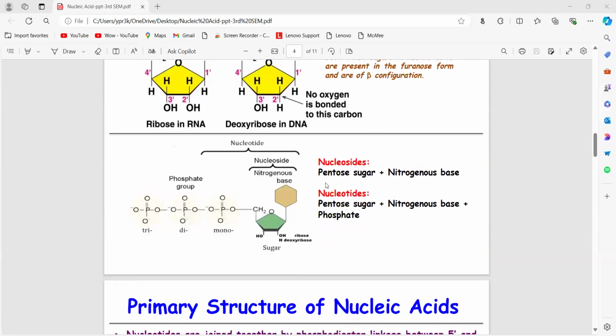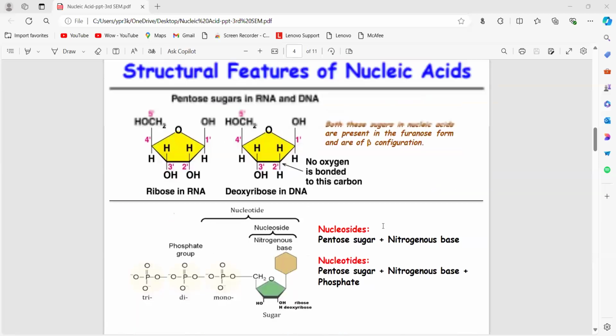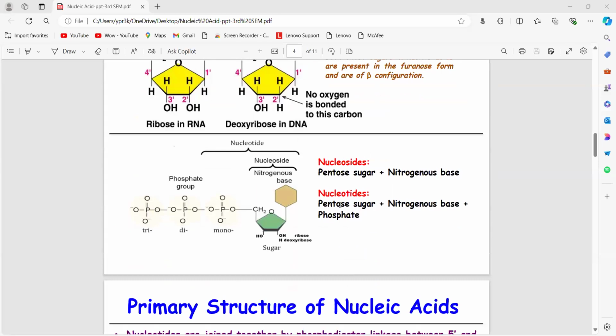Another point: a nucleoside means pentose sugar plus nitrogenous base. A nucleotide means pentose sugar plus nitrogenous base and phosphate. Generally, nucleic acids contain mainly pentose sugar, nitrogenous base and phosphate, which is called a nucleotide. Whereas a nucleoside contains only pentose sugar and nitrogenous base.